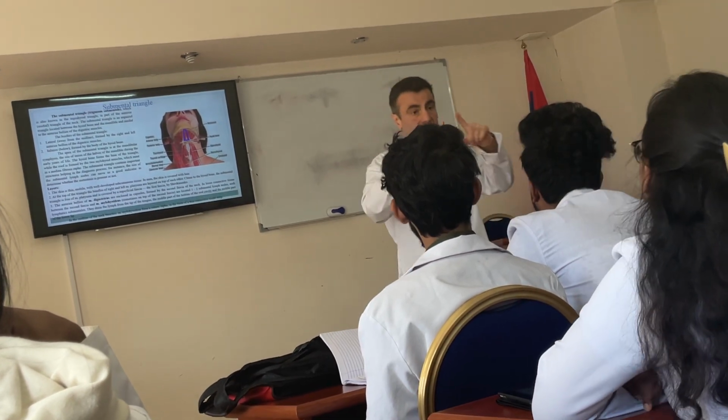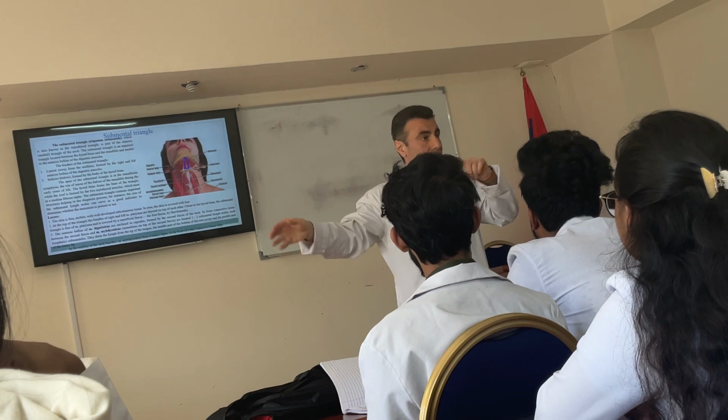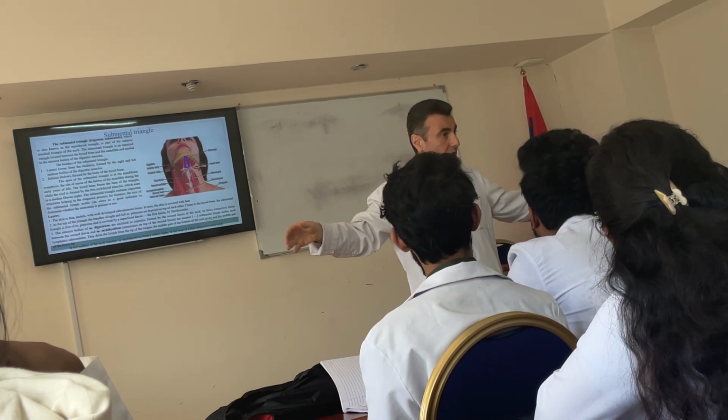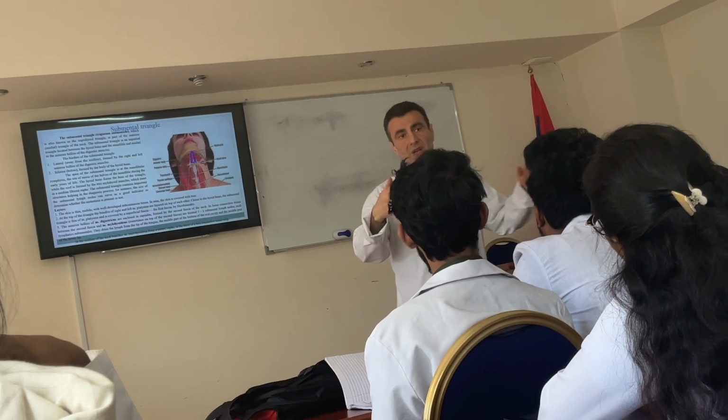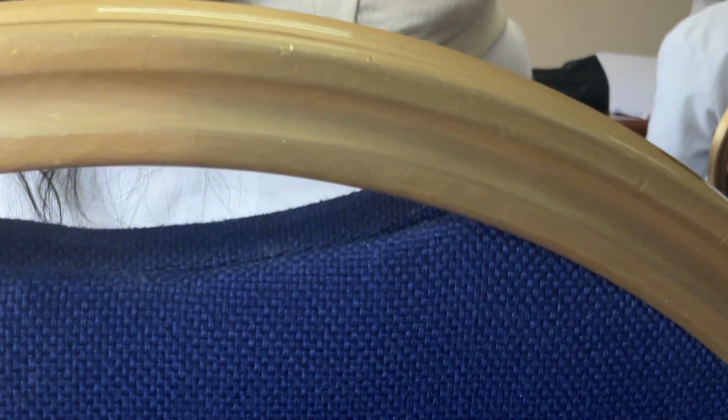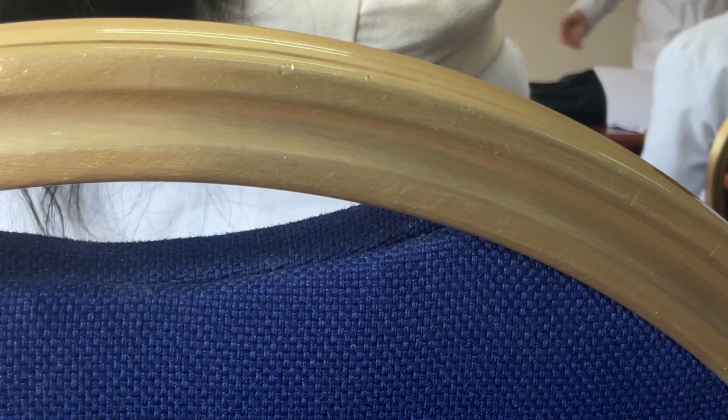So once again, the triangle has three borders. From right and left, it is the anterior belly of the digastricus. From below, it is the body of your hyoid bone. Very well. We understand the borders. Next, what should we do? It is to describe the layers inside of this triangle.